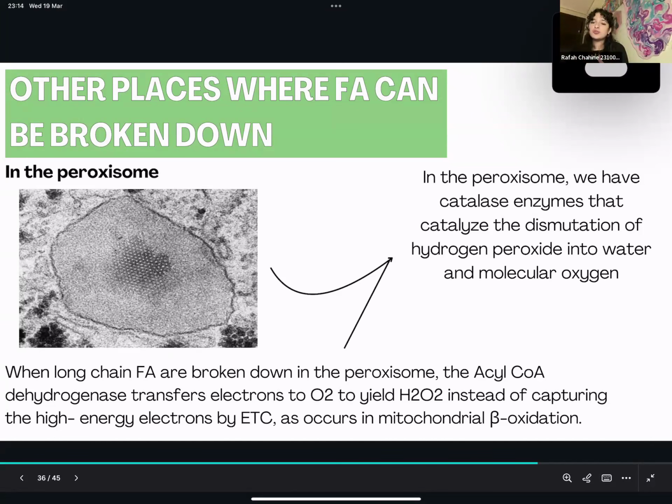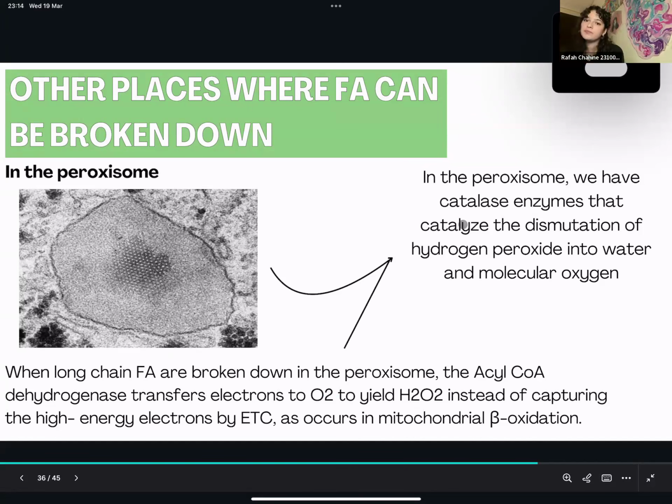In the peroxisome, these hydrogens are not actually going to go and reduce FAD. They are going to go to oxygen. Why? Because they are trying to form peroxide. Once peroxide is formed, we have these catalase enzymes that are in the peroxisome that will catalyze the dismutation, or the breakdown, of hydrogen peroxide into water and molecular oxygen. That's all you need to know. There's nothing that's super relevant in this slide.